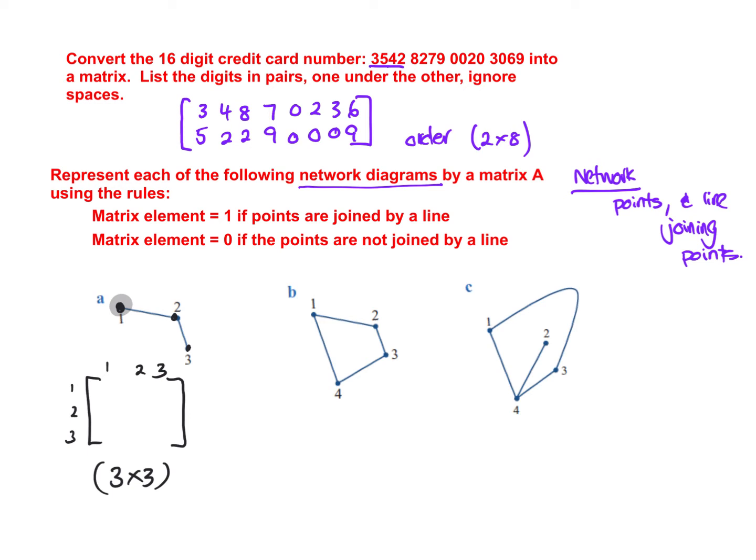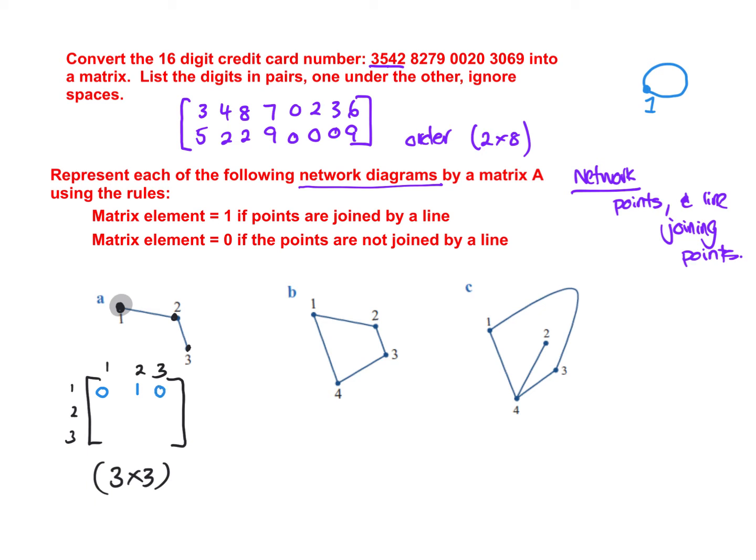When you have a line that goes back to it, so say that was town 1, it'd look like that, where it doesn't go anywhere else but back. So are there any in this one? No. Now, is there a line between 1 and 2? Yeah, so we'll put a 1. Is there a line between 1 and 3? Directly? No. So we'll put a 0.